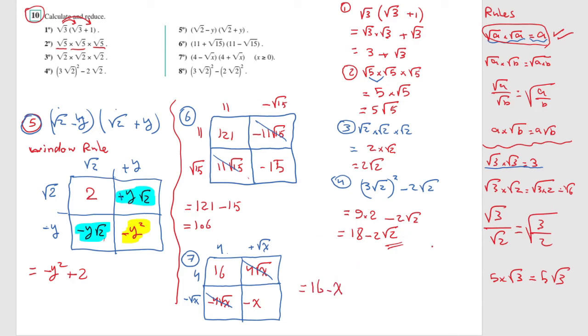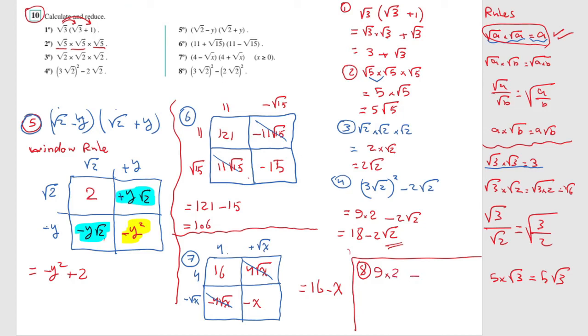Yeah, number 8. So I'll try to write number 8 here. You see, 1 2 3 4 5 6 7 8. Okay, let me do it here. 3 radical 2 squared minus 2 radical 2 squared. This is not the window method; the window method is only when I have 2 brackets. So 3 radical 2, all of it squared: 3 squared is 9 times radical 2 squared is 2.